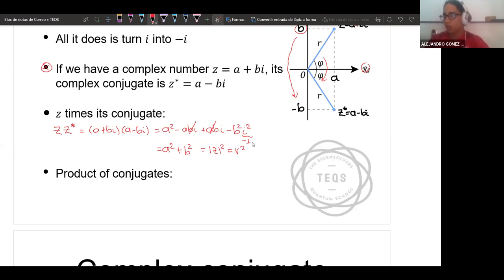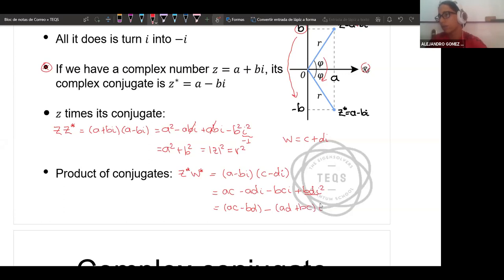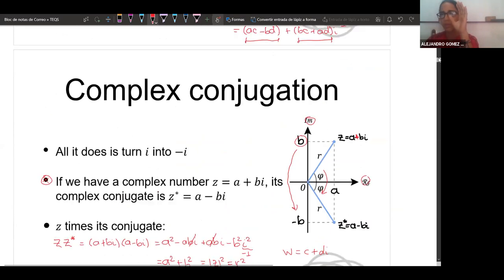Now we can multiply two conjugates. So for example, the z number conjugate times w conjugate. We said w equals c plus di. So let's replace them: a minus bi times c minus di. Again, distributing: ac minus adi minus bci plus bdi squared. And this is ac minus bd minus ad plus bc times i.